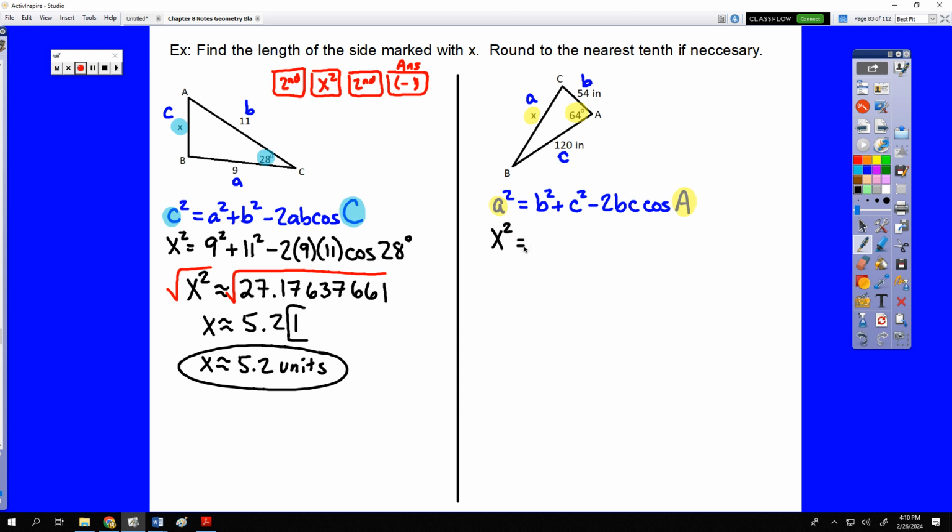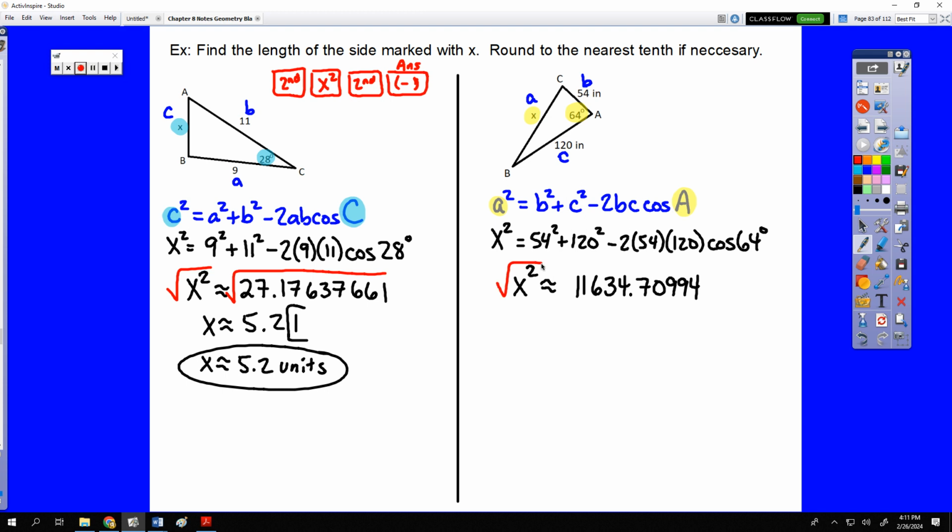So we're looking at x squared, which I actually would have preferred to be in black. X squared equals 54 squared plus 120 squared minus 2 times 54 times 120 times the cosine of 64 degrees. Type that into your calculator. Be very careful. Take your time. You should get 11,634.70994.